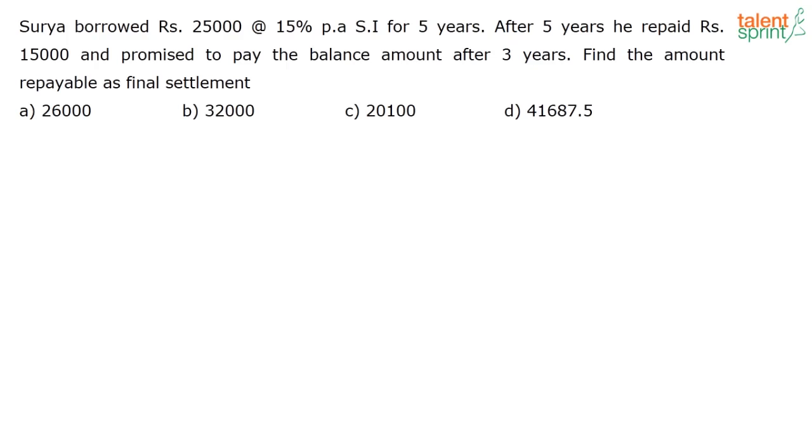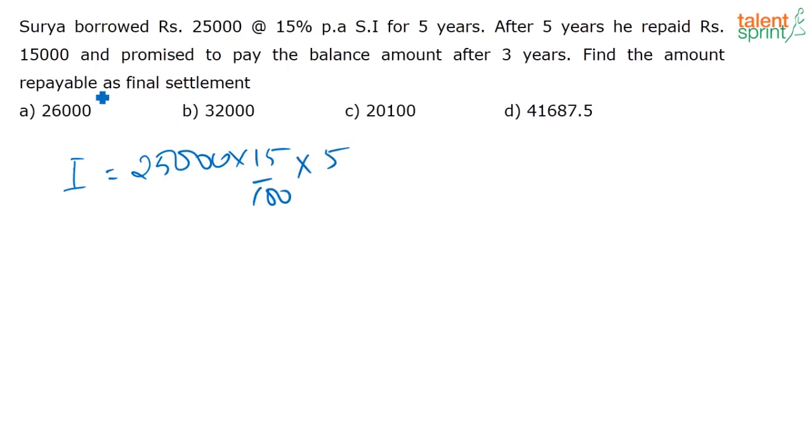Surya borrowed rupees 25,000 at 15% per annum simple interest for 5 years. After 5 years, he repaid rupees 15,000 and promised to pay the balance amount after 3 years. Find the amount repayable as the final settlement. So let us understand the question first. Surya borrowed rupees 25,000 at 15% per annum simple interest for 5 years. So what is the interest that Surya has to pay after 5 years? It is nothing but 25,000 into 15 by 100 into 5. That is the interest that he should pay at the end of 5 years.